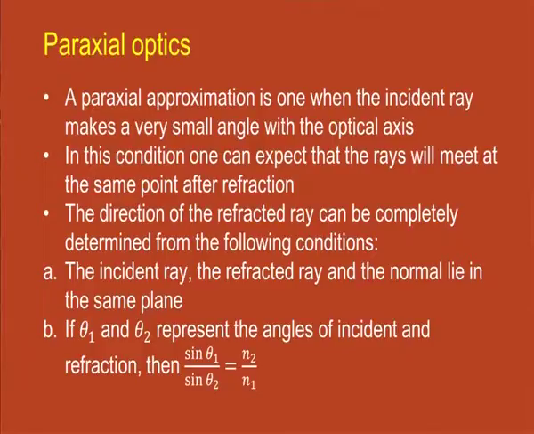The direction of the refracted ray can be completely determined from the following conditions. First, the incident ray, the refracted ray and the normal should lie in the same plane. The second condition is, if theta 1 and theta 2 represent the angles of incidence and refraction, then sin theta 1 by sin theta 2 should be equal to n2 by n1, where n1 and n2 are the refractive indices of the two media involved.